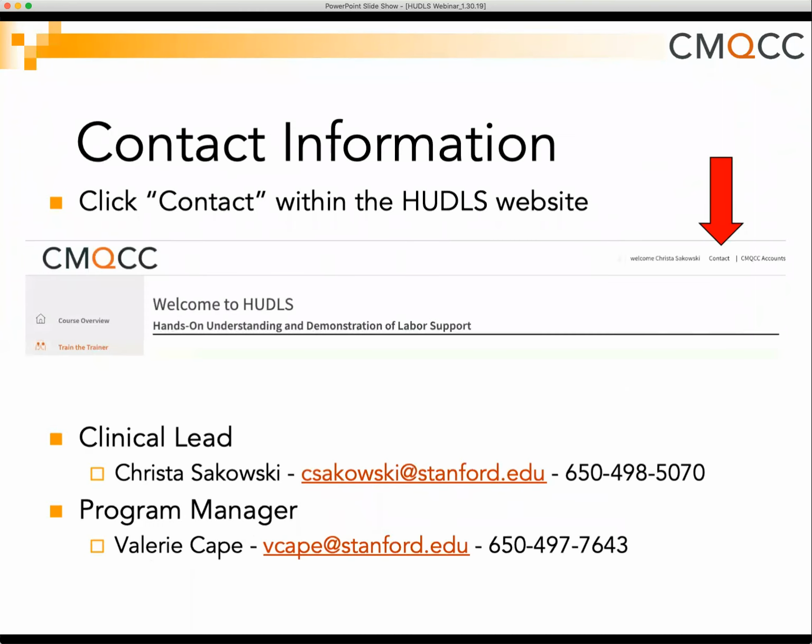And then contact information. So as you run into problems, what you're going to do is click contact on the top of the page within the Huddles website. That's going to take you to that little box that's going to say feedback or support. And then you're just going to type in the box what the issue is. You can also contact me and Valerie, and that's our contact information there.